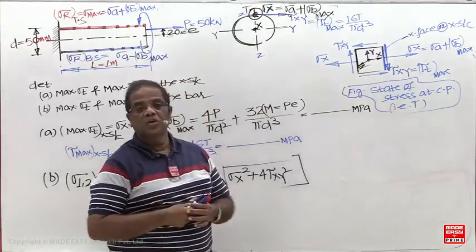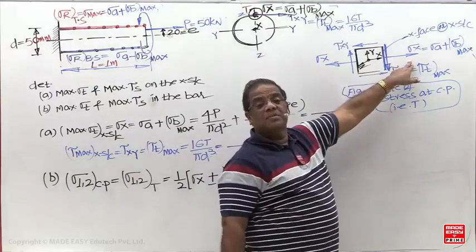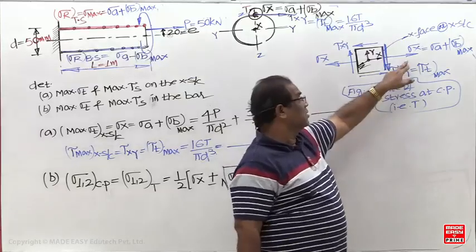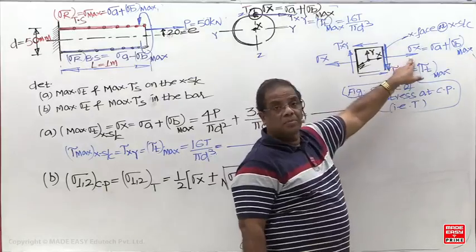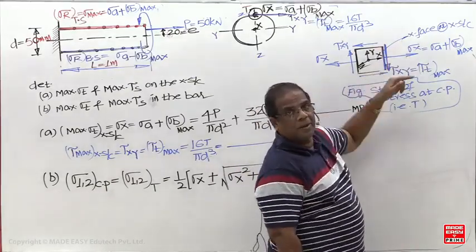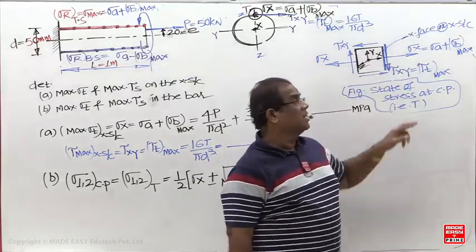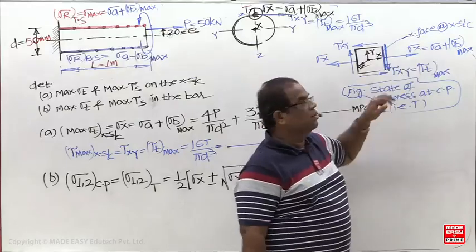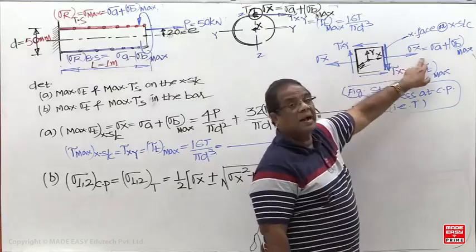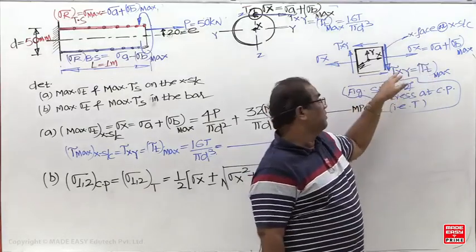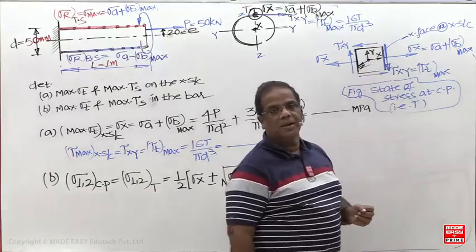So your principal stresses are unknown. This will become the maximum stress when tau xy is 0. When tau xy is 0, this is the maximum normal stress. When will this become the maximum shear stress? When sigma x is 0. Suppose this is 0, this becomes a principal plane, and this will be the maximum normal stress. And tau xy will become the maximum shear stress when sigma x and sigma y are 0. When sigma x is 0, this is the maximum shear stress in the member. When this is 0, this is the maximum tensile stress in the member. But when both are there, what now? Neither is this the principal plane nor the tau max plane.